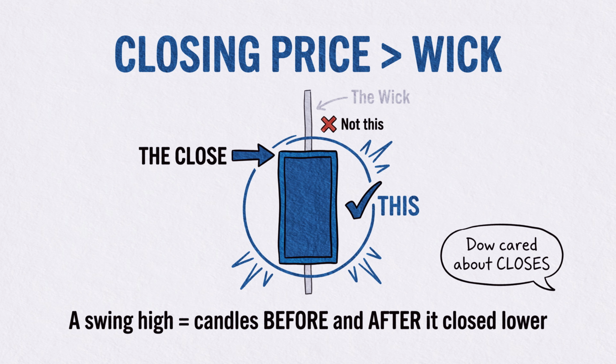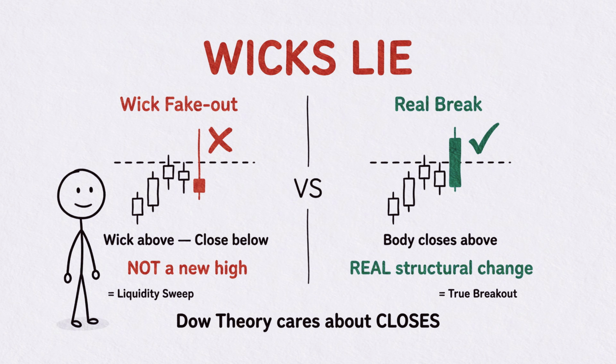Dow theory emphasizes the closing price, not the wick. A swing high isn't just any peak on the chart. It's a peak where the candles before it closed lower and the candles after it closed lower. The same logic applies to swing lows. Why does this matter? Because wicks lie. A wick can spike above a level and close back below. That's not a new high. That's a liquidity sweep. But a candle that closes above the previous swing high, that's a structural change. Dow theory cares about closes.